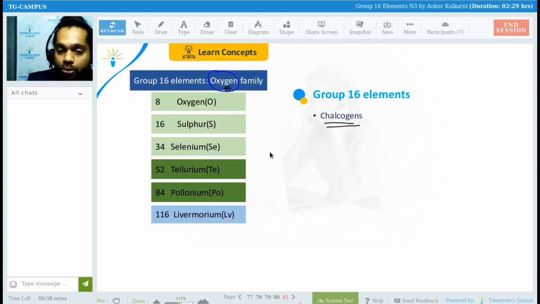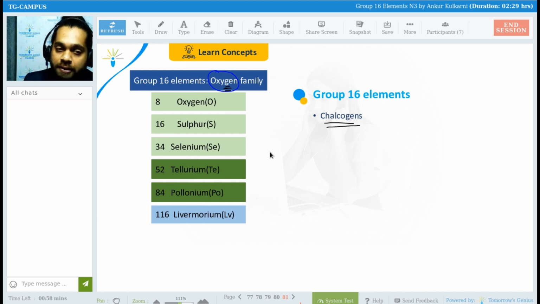Now, most abundant, we have discussed this in metallurgy, I guess, the first lecture of metallurgy. The most abundant element in the universe is what? Sasidaran, Sarjana, most abundant element in the universe. It is what?